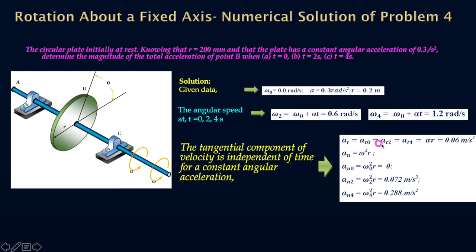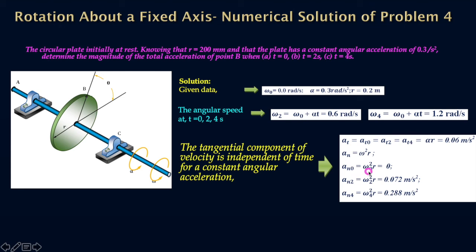So at0 equals at2 equals at4, means the initial acceleration, the acceleration at 2 seconds, and at 4 seconds, the tangential acceleration is the same for all, and that equals alpha r equals 0.06 meter per second square. But the normal component magnitude is omega square r. You see, omega is a function of time, so an is also a function of time. And the relation is omega square r.